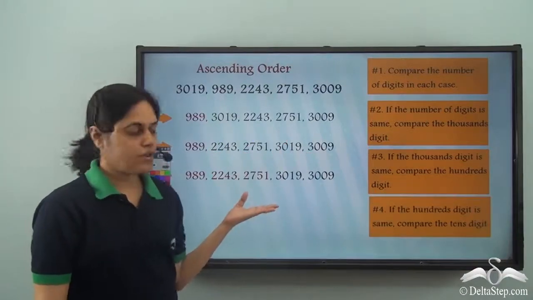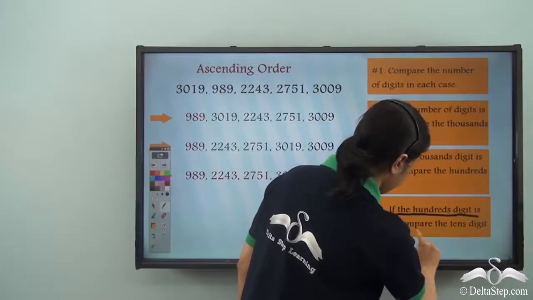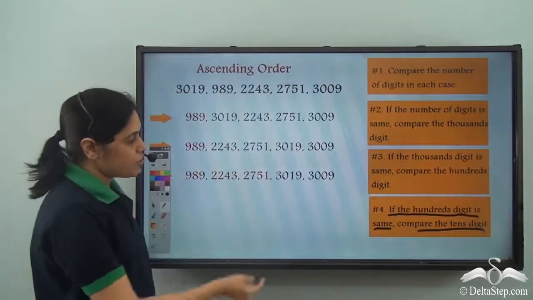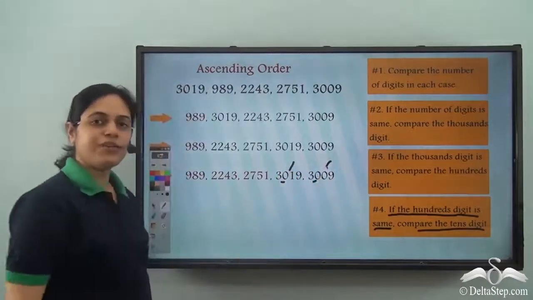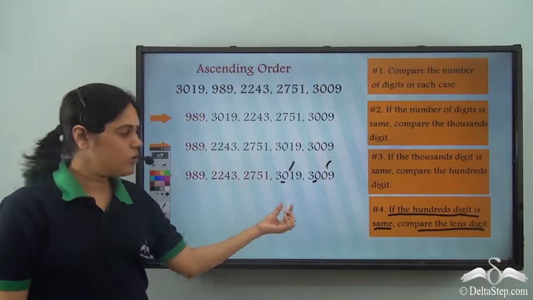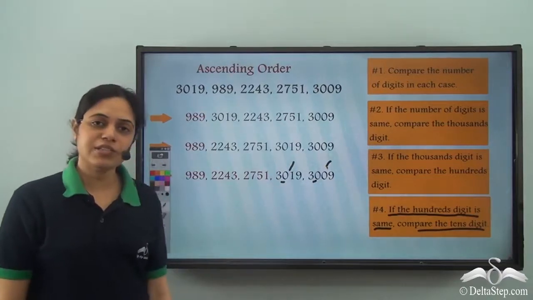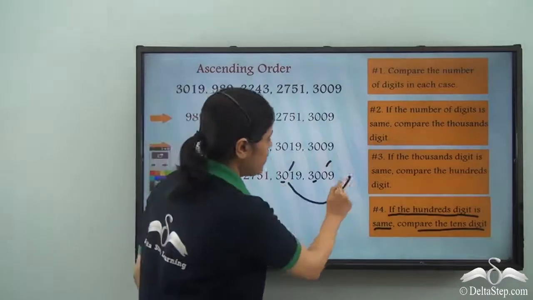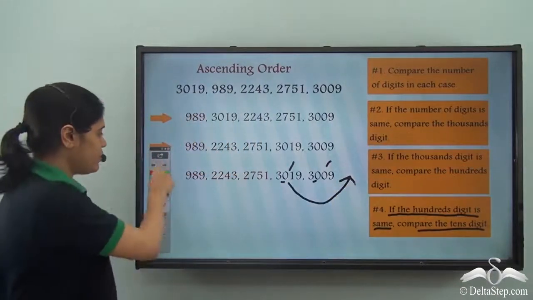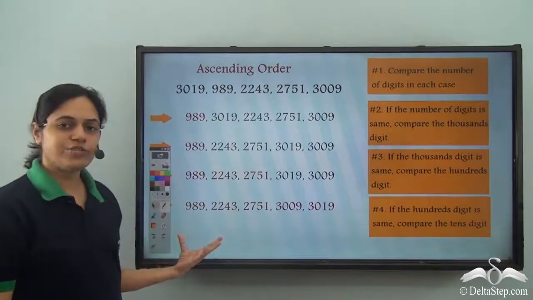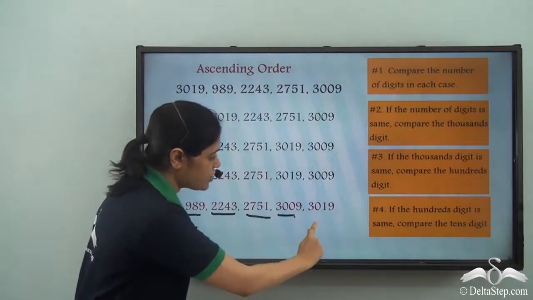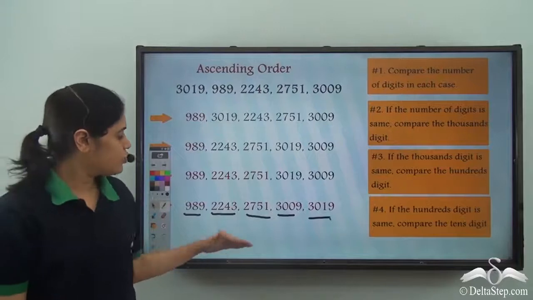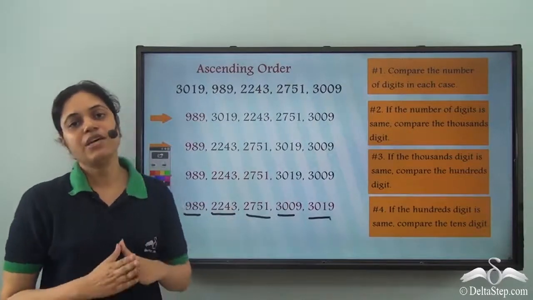This is what we have, but I need to use trick 4, which is if the hundreds digit is same, compare the tens digit. So the hundreds digit is also the same. Tens digit is 1 here and 0 here. 1 is greater than 0. So 3019 will be greater than 3009. So it will come after 3009. So the final arrangement is this: 989, 2243, 2751, 3009, 3019. So these are the numbers arranged in ascending order.